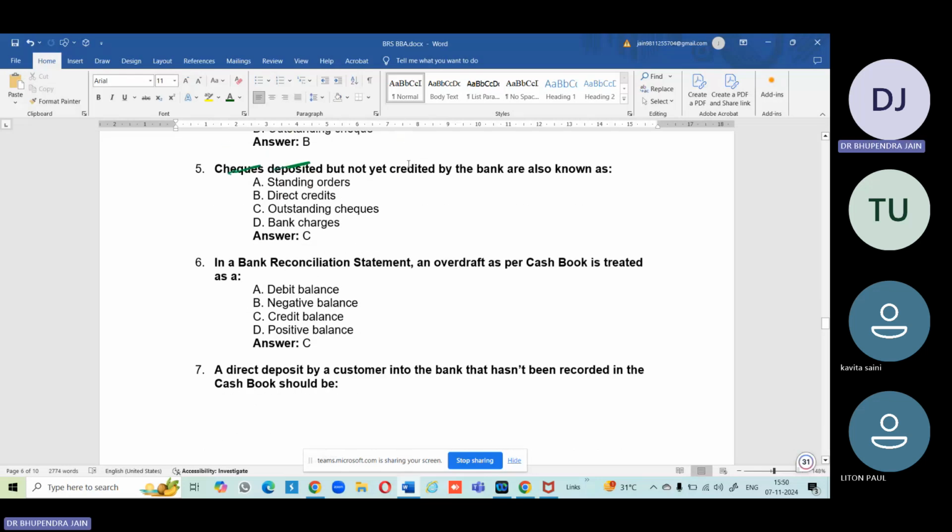Next, check deposited but not yet credited.